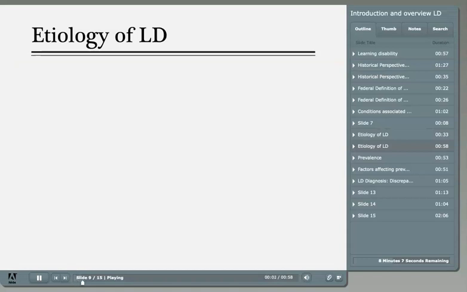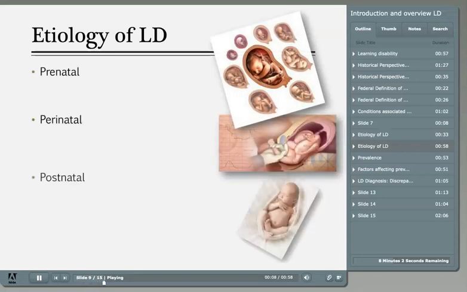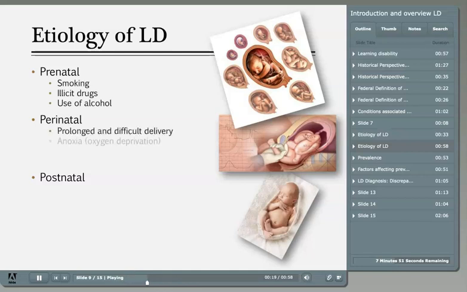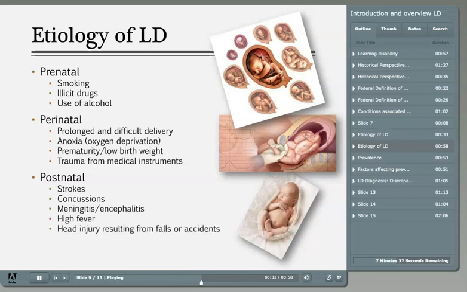As with intellectual disability, we know that LD can be caused by prenatal, perinatal, and postnatal factors. Prenatal causes of learning disabilities may include smoking, substance abuse, and alcohol use. Perinatal factors may include prolonged and difficult delivery, anoxia or oxygen deprivation, prematurity or low birth weight, and trauma from medical instruments. Postnatal causes of LD may include stroke, concussion, meningitis or encephalitis, high fever, and head injury resulting from falls or accidents.